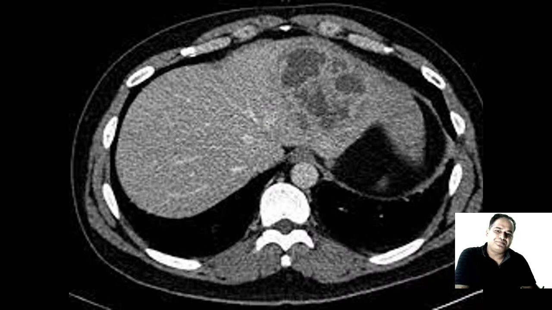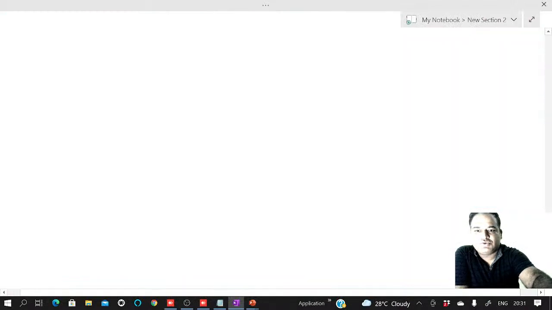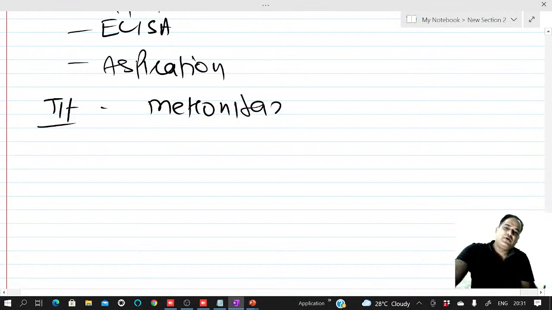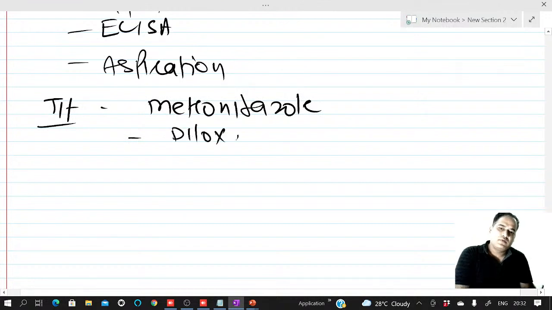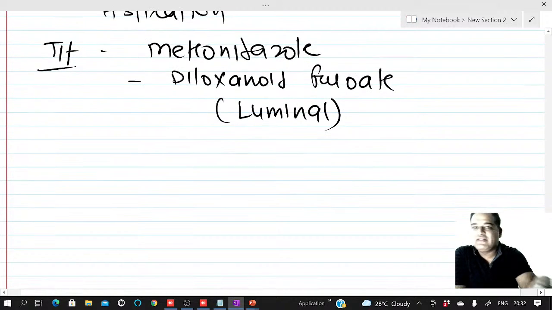Fine. You see, this is the abscess in the left lobe. Fine. Now, impending rupture. So what is the treatment? Treatment basically is metronidazole. Fine. We also need to give diloxanide furoate. Why? Because some of the amoeba may still be present in the lumen.